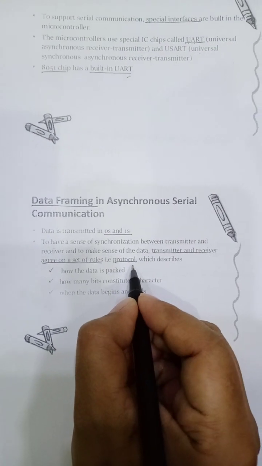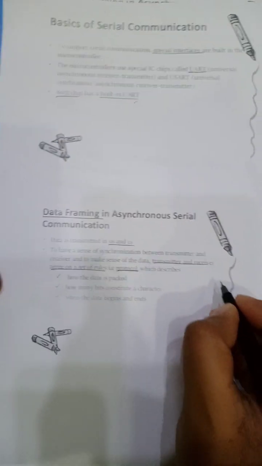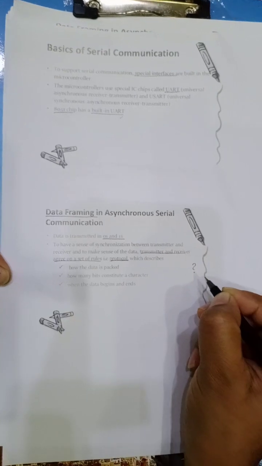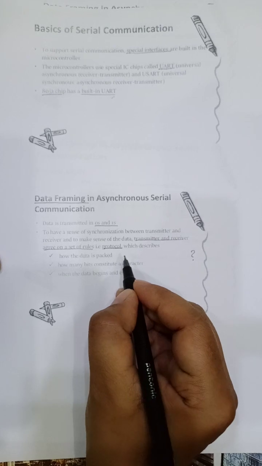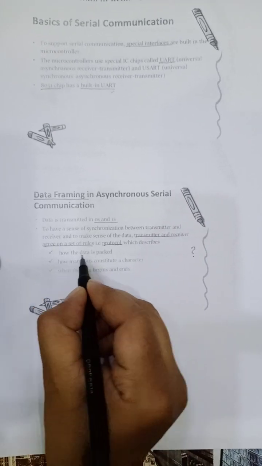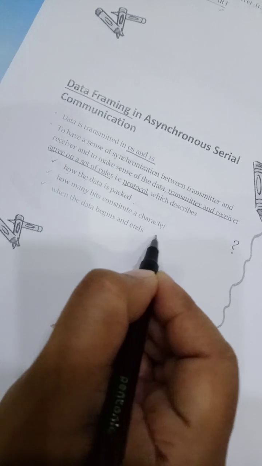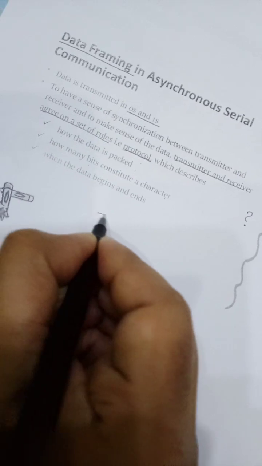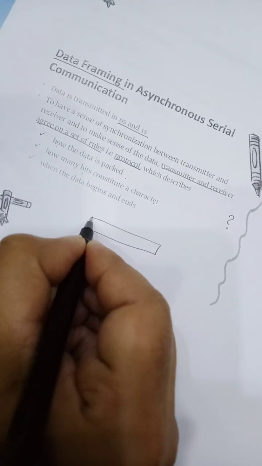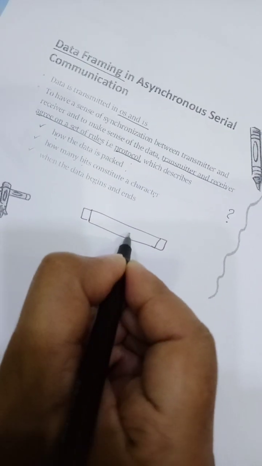So what is exactly the protocol? It gives a set of rules which makes the transmitter and the receiver understand what exactly the data is that has to be transmitted or the data which has been received. So this protocol gives information about how the data is packed, how many bits constitute a character, when the data begins and when the data ends. These set of rules will be given by a protocol. Suppose an 8-bit data will be framed with a start bit, stop bit and all. This indicates the data framing.